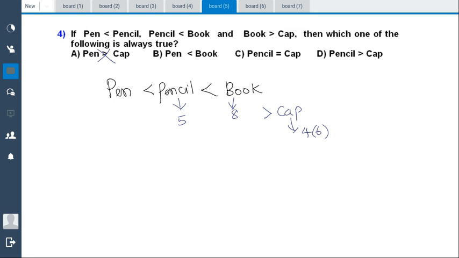Next is pen is less than book. Pen is less than pencil, which is less than book. Therefore, definitely pen is also less than book. Therefore, this is correct. I need not check the others. Pencil greater than cap is also not necessarily correct. So therefore, this is the answer. Here it is strictly less than. Suppose there is an equality sign, always use that concept of equality also.